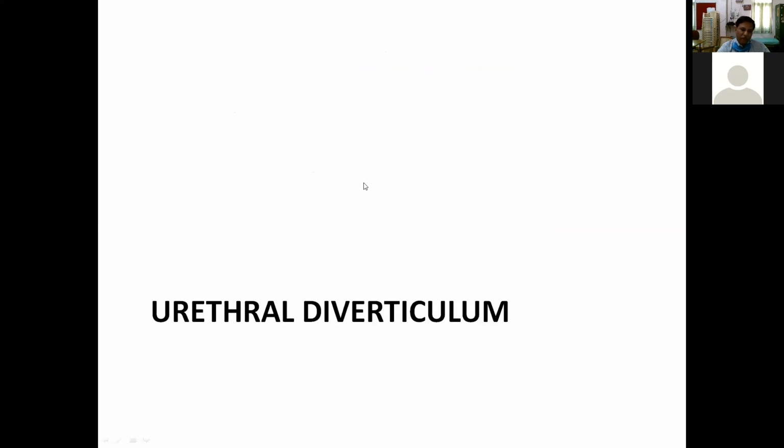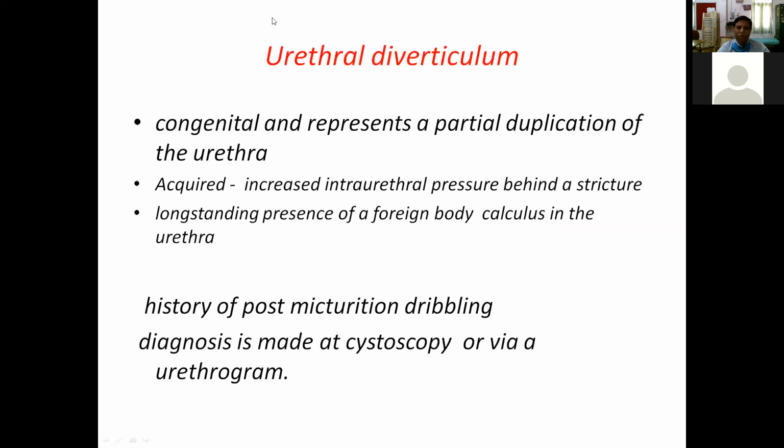Another congenital anomaly is urethral diverticulum. Most often we see the urethral diverticulum in an acquired form, proximal to the urethral obstruction by stricture or by a presence of a stone like that. You see the urethral diverticulum. But also you can see it congenitally.